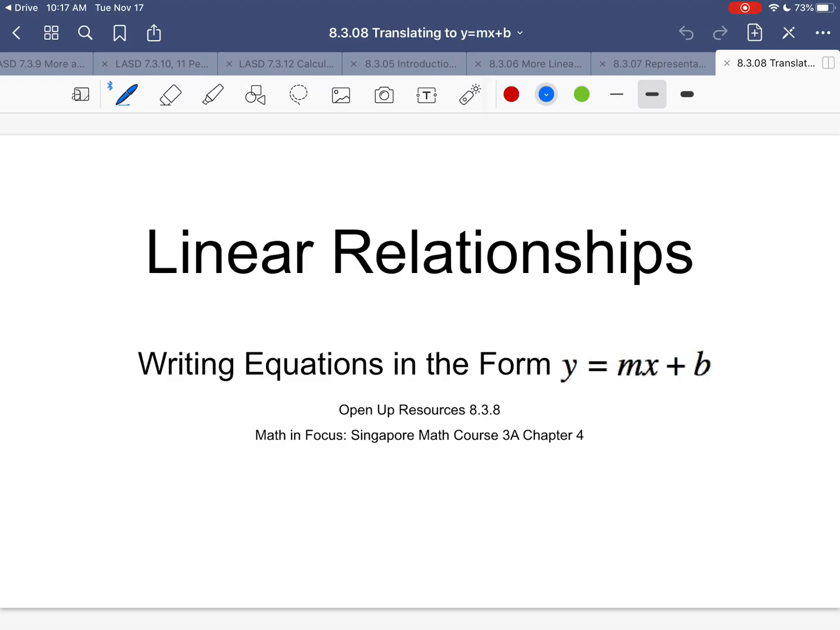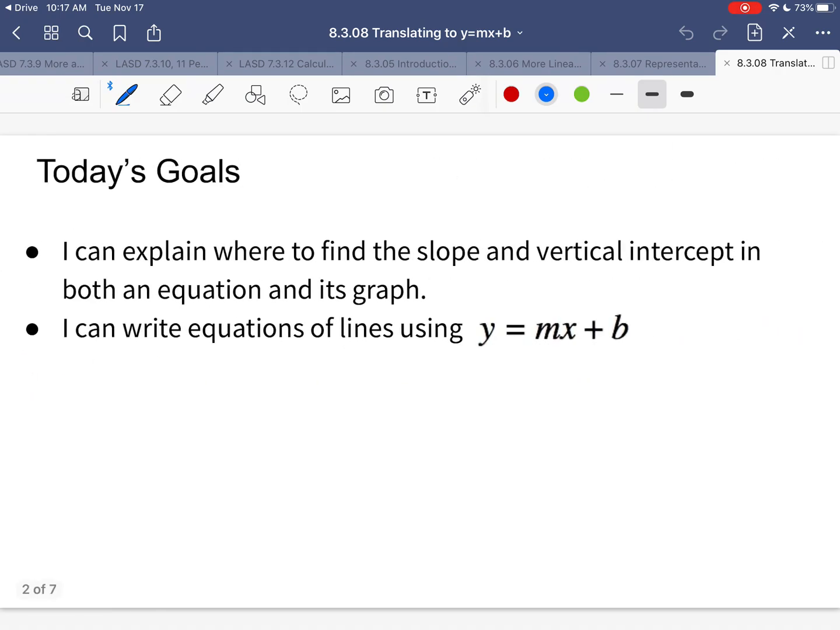Welcome back to the unit on linear relationships. Today's lesson is about writing equations in the form y = mx + b.